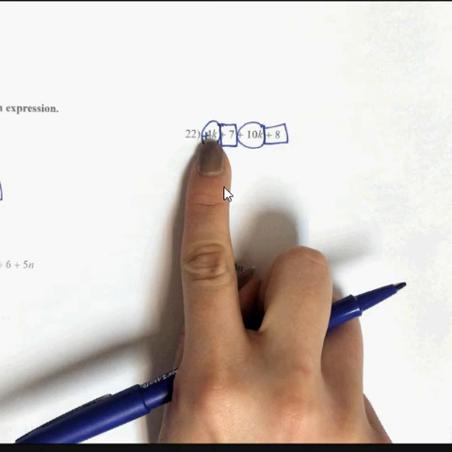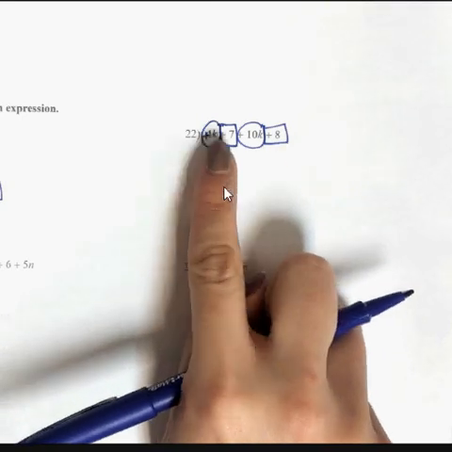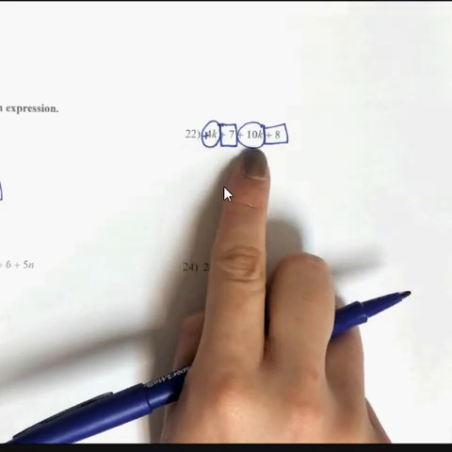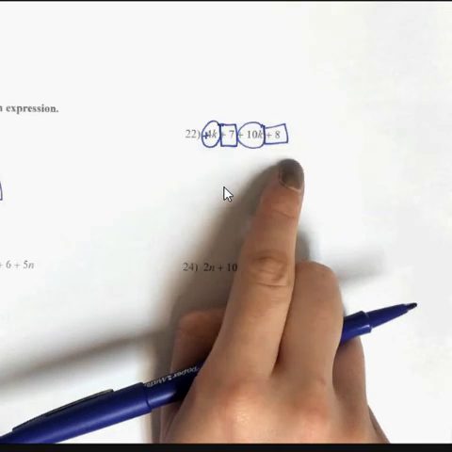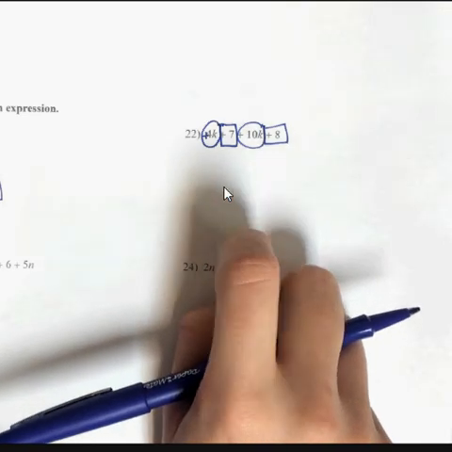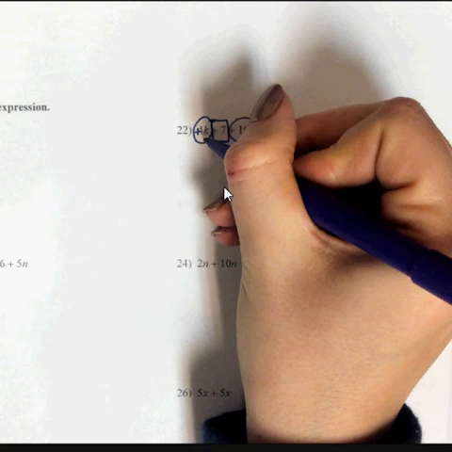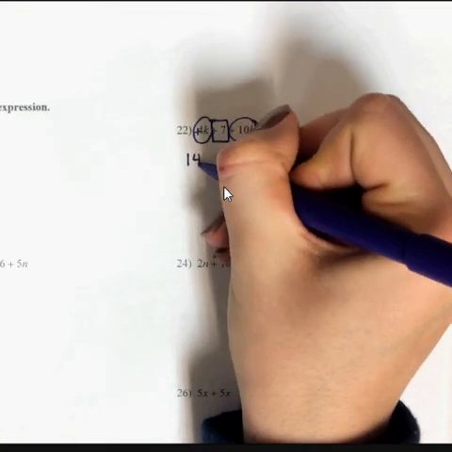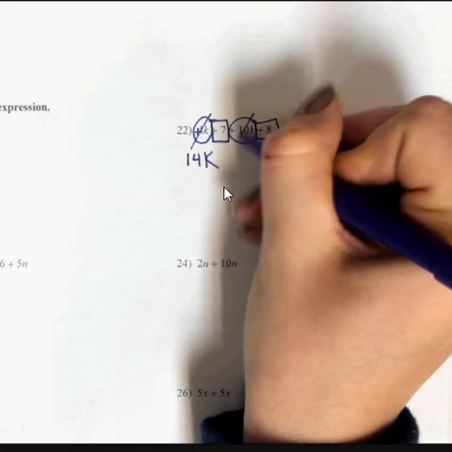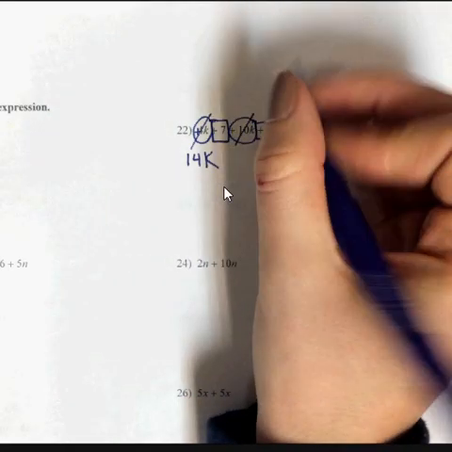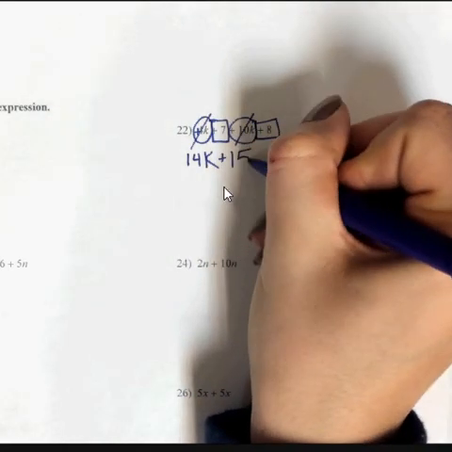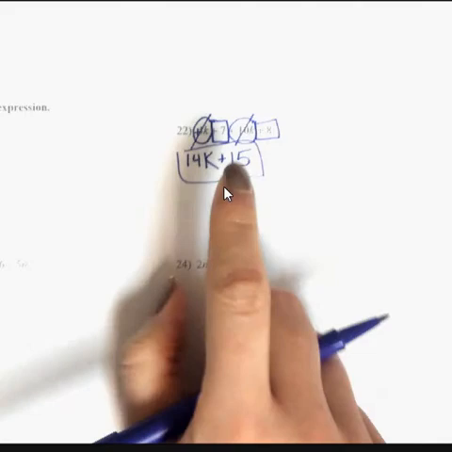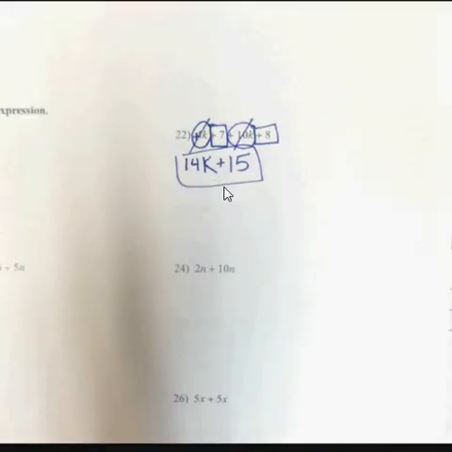So I like to put the same shape around like terms. So I put circles around the k's and squares around the normal numbers, or what we call constants. So I'm going to combine my like terms. 4k and 10k is 14k. 7 plus 8 is plus 15. I know I'm done because these terms aren't alike. I can't do anything.